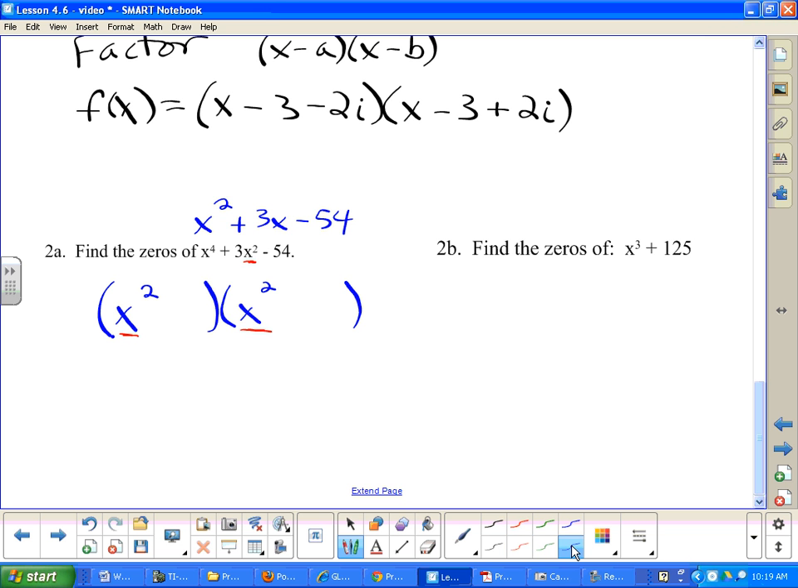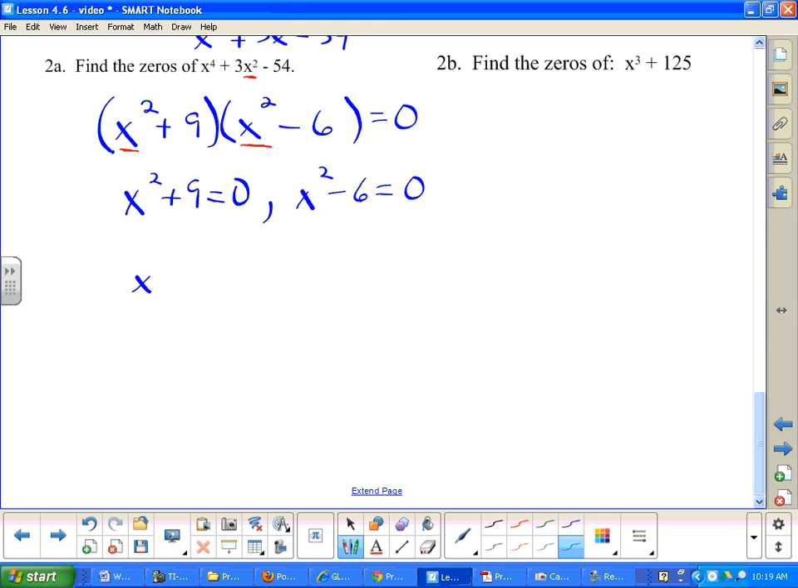So when I factor this, the factors of 54 that add up to 3 are 9 and 6. So this would be a positive 9 and a negative 6. So I set those individually equal to 0, and we would get x squared plus 9 equals 0, and x squared minus 6 equals 0. So x squared equals negative 9, x squared equals 6. So my answers here are going to be x equals plus or minus 3i.